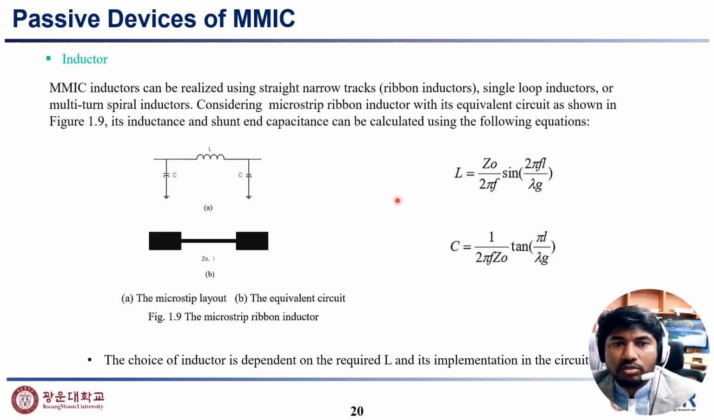And passive devices include the inductor, as I mentioned before. MMIC inductors can be realized using a straight narrow track, single loop inductor, or multi-turn spiral inductor, and considering a microstrip ribbon inductor with its equivalent circuit shown in the figure here. The inductance and shunt capacitance can be calculated using the following equations. You can see here the choice of inductor is dependent on the required L and its implementation in the circuit.